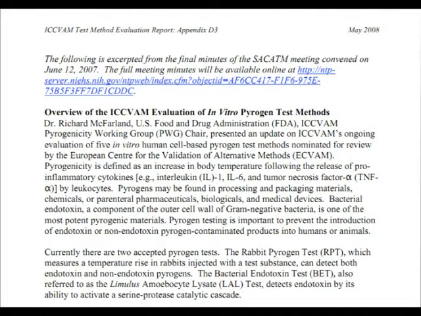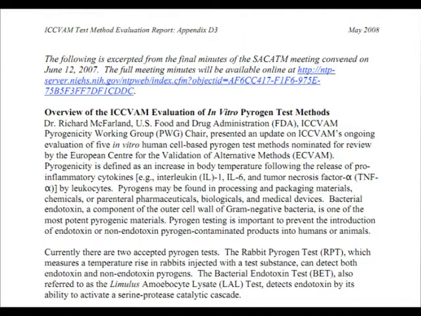Pyrogens may be found in processing and packaging materials, chemicals, or parenteral pharmaceuticals, biologicals, and medical devices. Bacterial endotoxin, a component of the outer cell wall of gram-negative bacteria, is one of the most potent pyrogenetic materials. Pyrogen testing is important to prevent the introduction of endotoxin or non-endotoxin pyrogen-contaminated products into humans or animals. The last paragraph reads, currently there are 2 accepted pyrogen tests.